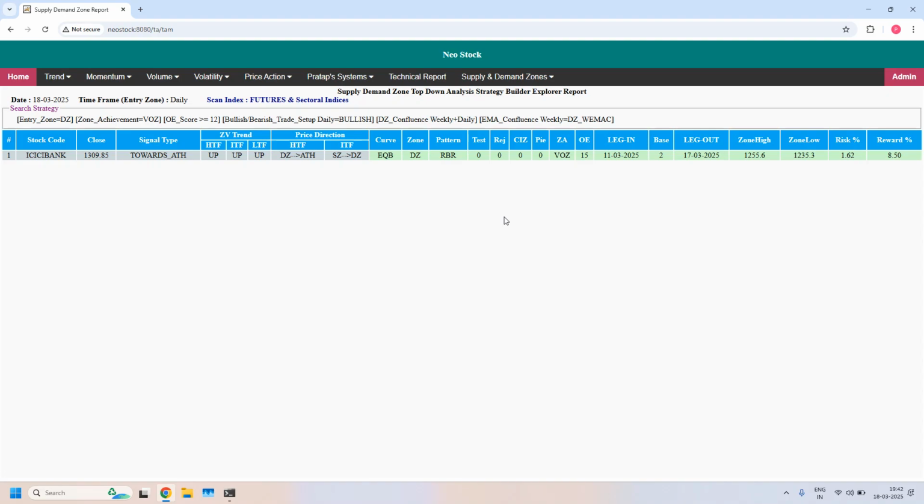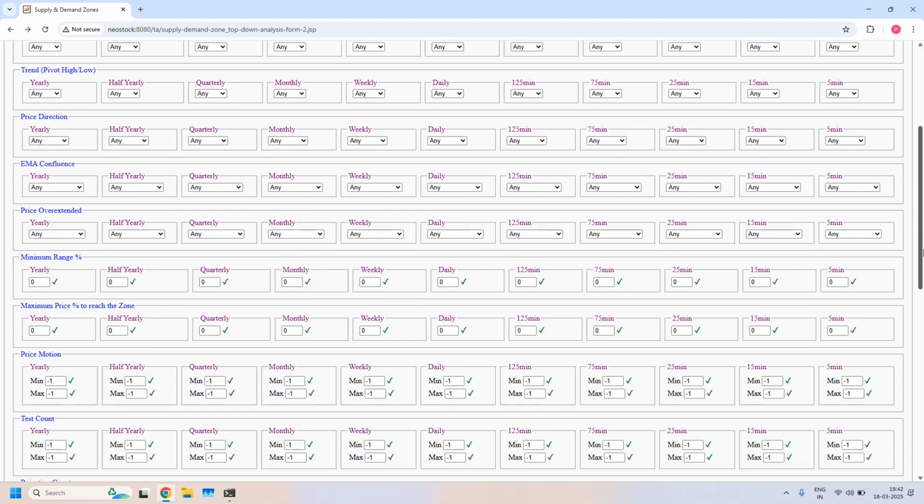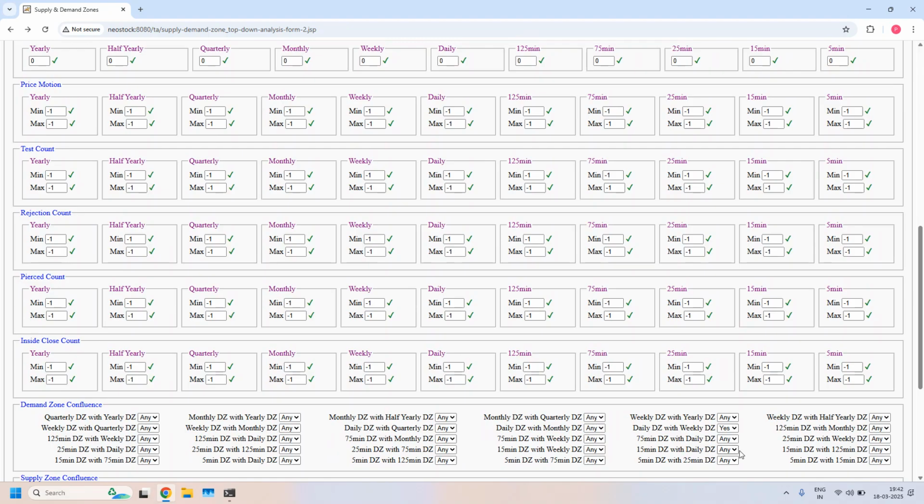Okay. Next, we will look into LTF, ITF, HTF demand zone confluence. That is daily, weekly and monthly demand zone confluence supported stocks. I am removing this ITF EMA filter. And in the demand zone confluence, 3 filters we have to set.